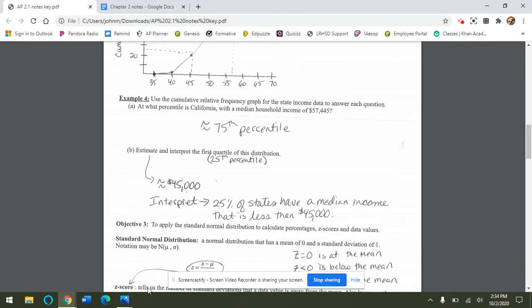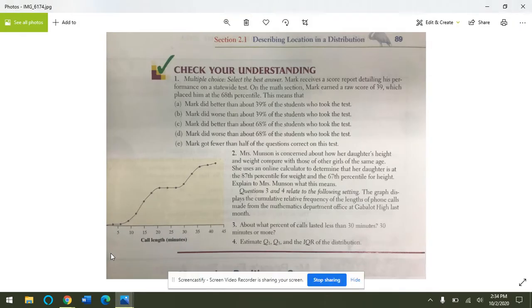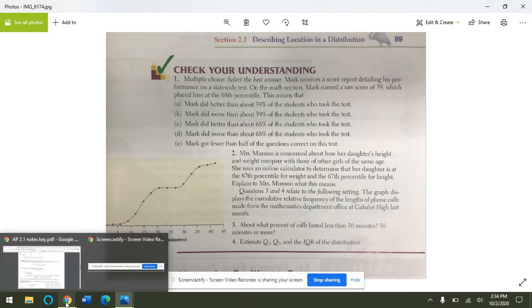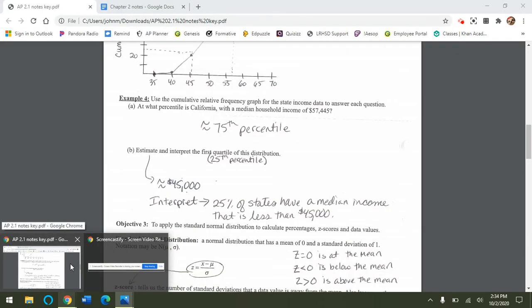Okay, so what I want you to do is I want you to now try this problem. Okay, we're going to try problem 1 and problem 2. All right, and then your answers, you checked them as you did those multiple choice.